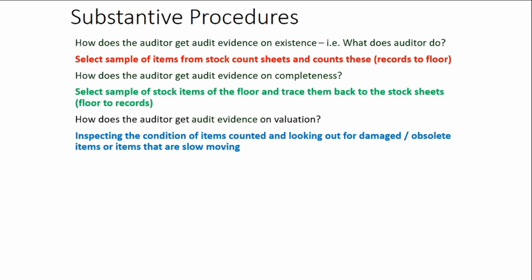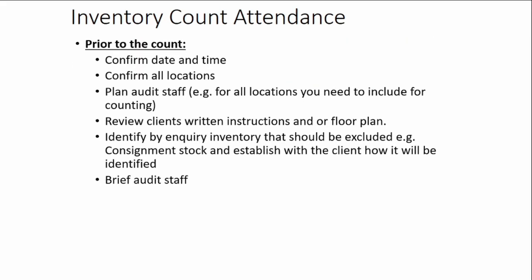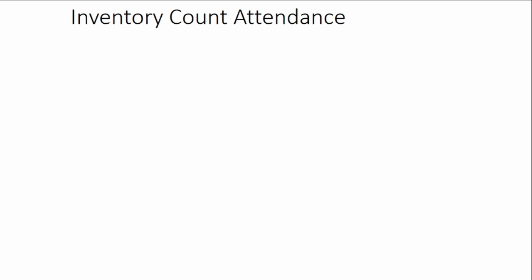For example, existence. We spoke about this already, but how does the auditor test for existence? He goes from the accounting records to the actual flow of the audit client. So we go from the accounting records to the actual inventory and test that the inventory exists. When we want to test completeness, we go from the inventory to the records. When we want to test valuation, we inspect the different inventory items that are there to confirm that they are usable and not damaged or obsolete.